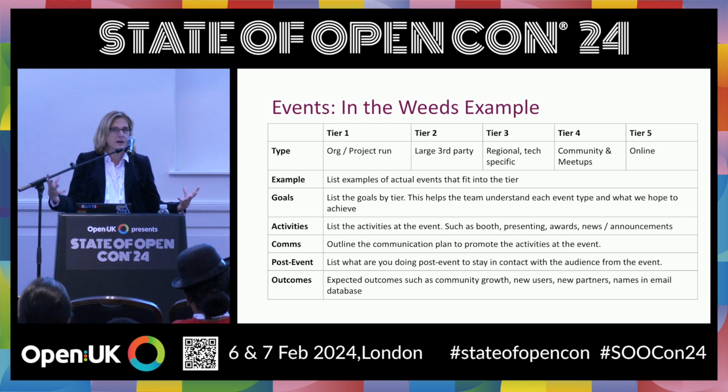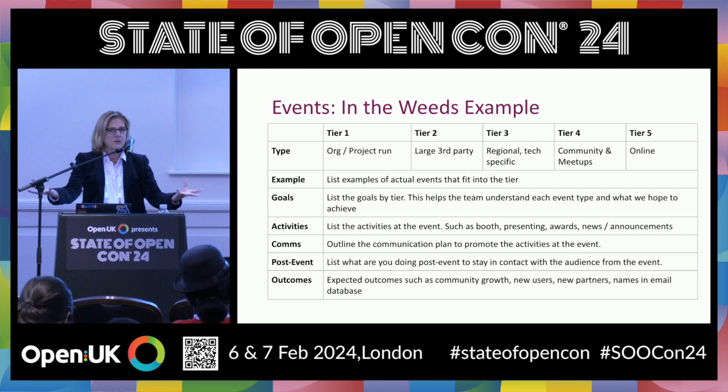When I start thinking about our events, I try to outline our tiered events. Tier 1 will maybe be an event that our organization is running. Tier 2 is a large third-party event. And then the kinds of activities that we typically would do at those events.